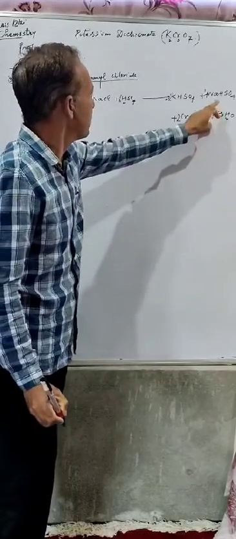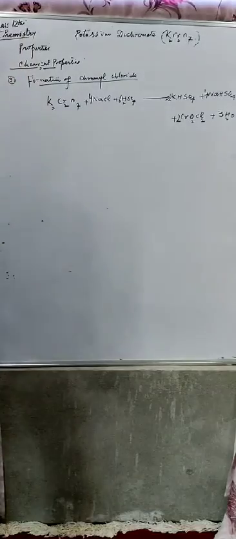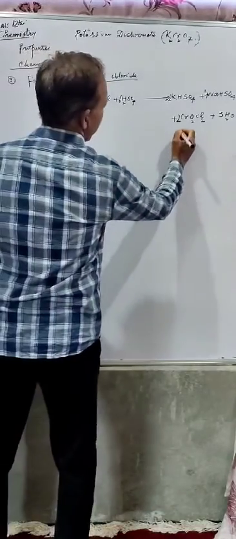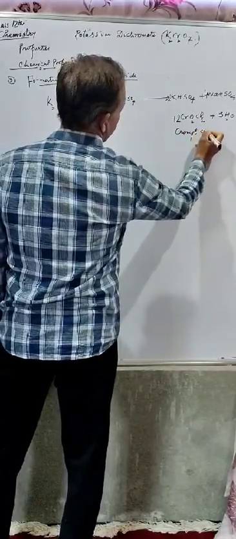3 and 2 is 6, 6 and 4 is 10, 10 and 2 is 12. So this is chromyl chloride.